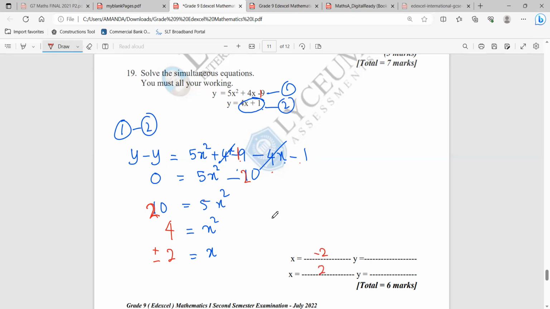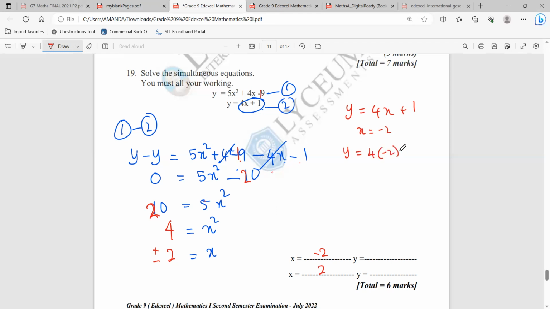So now we have to apply this to equation 2. My equation 2 is 4x plus 1. If I apply x equals minus 2, let's see what's going to happen to y.